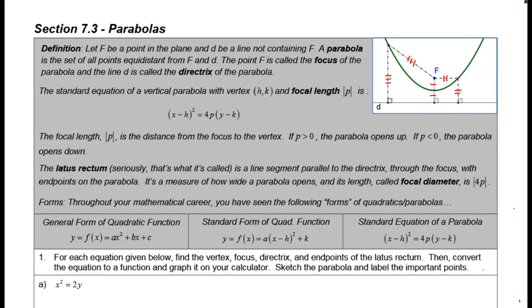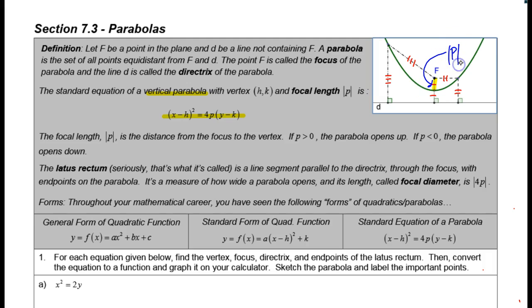Now let's go ahead and talk in a little more detail about the different parts of a parabola. The standard equation of a vertical parabola is given as (x minus h) squared equals 4p times (y minus k). And the focal length is the absolute value of p. So in the picture, the focal length is this. It's the distance from the focus to the vertex of the parabola. So that distance right there is the focal length p, and I'll try and highlight that here. Focal length p.